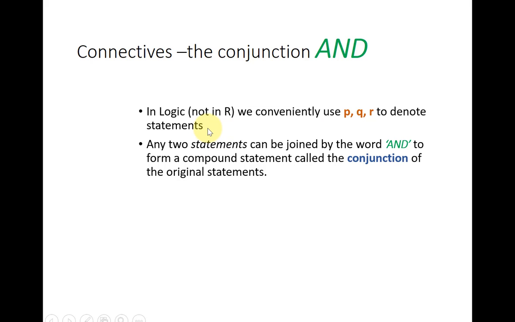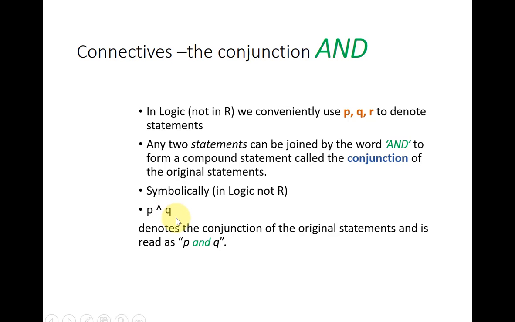Any two statements can be joined by the word and to form a compound statement called the conjunction of the original statements. Symbolically, in logic, not in R, we would write something like this. This is not the way we would do it in R. In fact, we already know what this symbol means. In R, this means exponent. So it's not the same. This, in logic, though, denotes the conjunction of the original statements and is read as P and Q. So this is and in logic, but not in R.